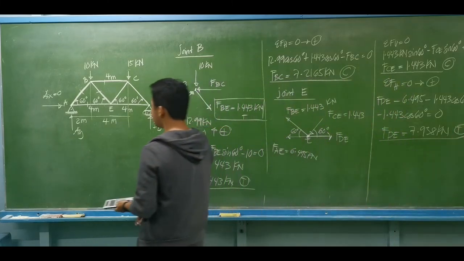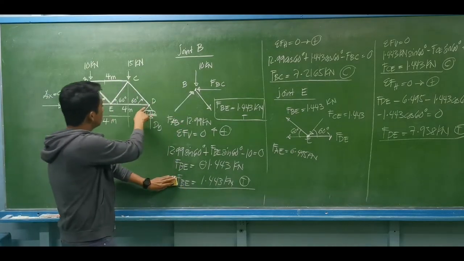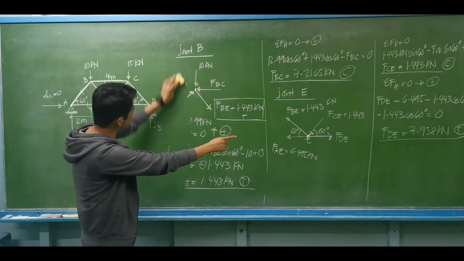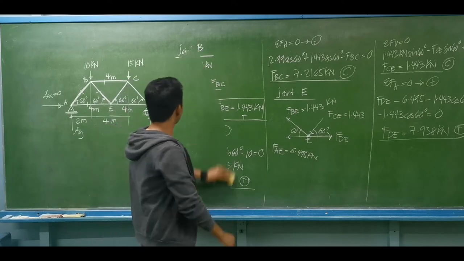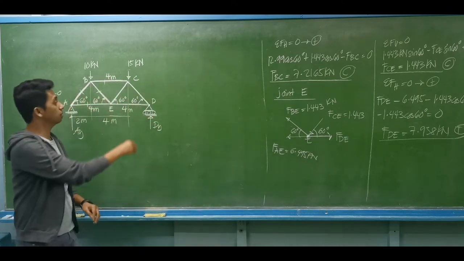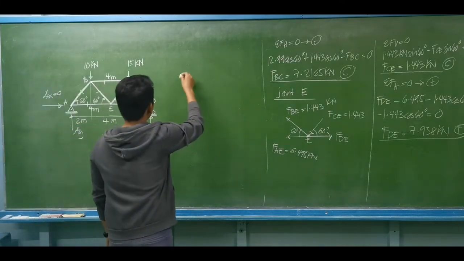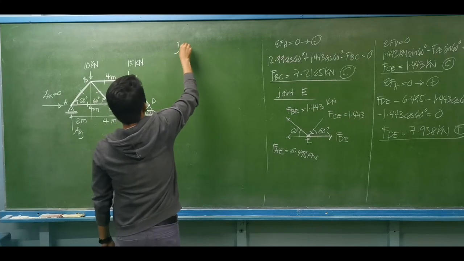And the last member, or pwede naman natin gawin yun for checking at joint D, so we should match the same value for DE. Then we may now compute for the last member, yun yung huling member, CD. So this is by joint D.